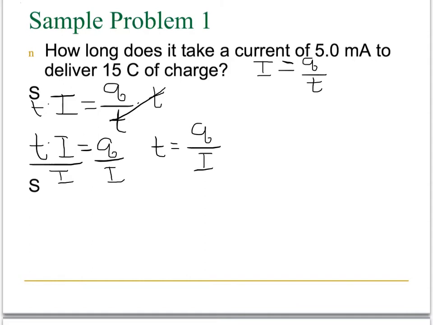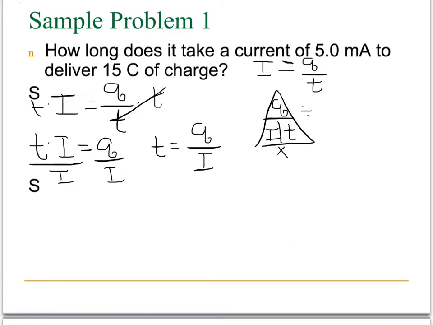We can also use the triangle method. Q is on top of our fraction, so Q goes in the top of the triangle. And then we have I and T on the bottom. Remember, the middle line means to divide, and the vertical line means to multiply. So now, let's substitute in our numbers.